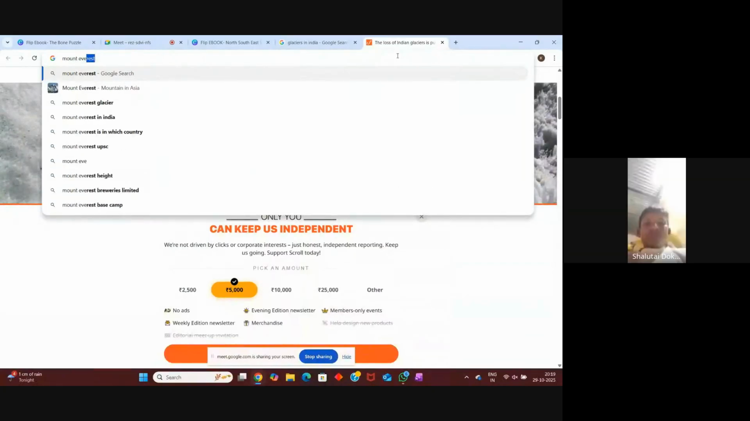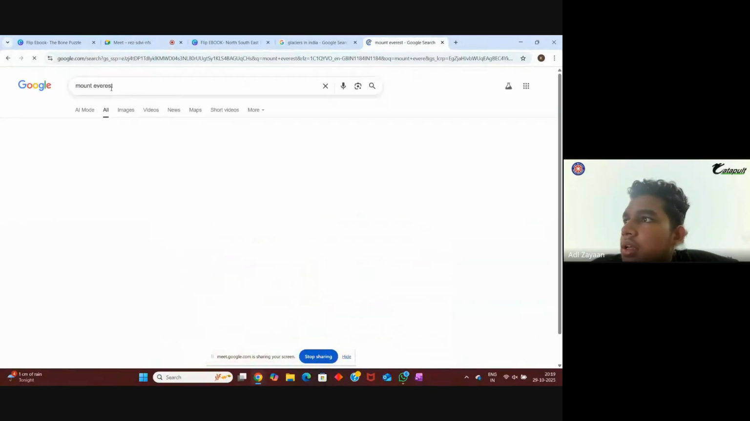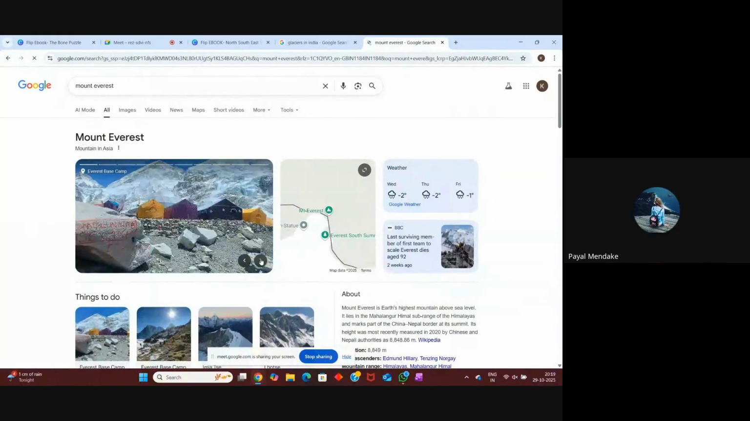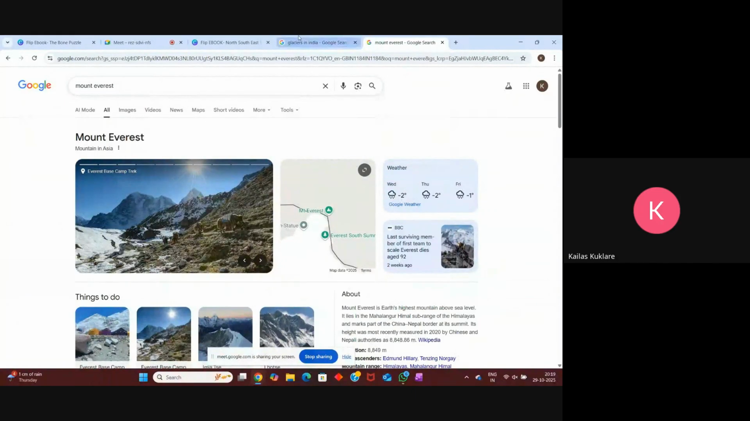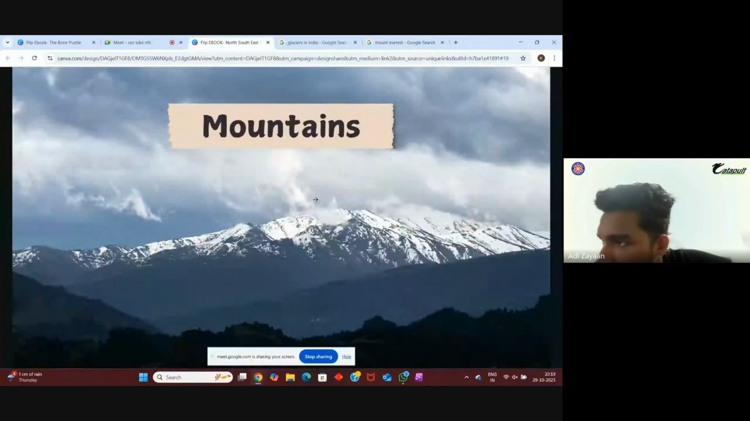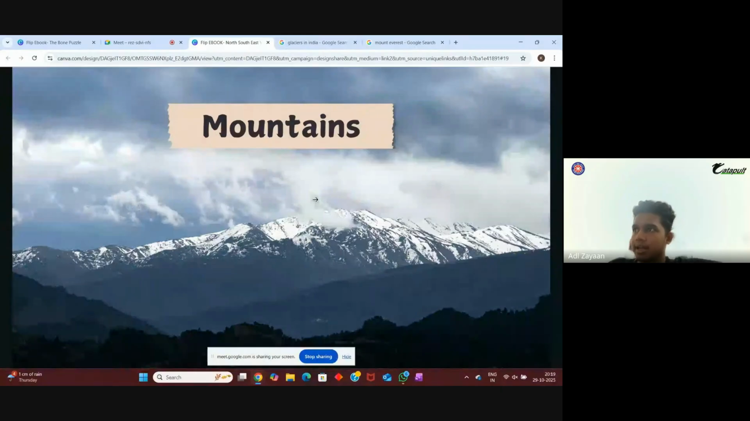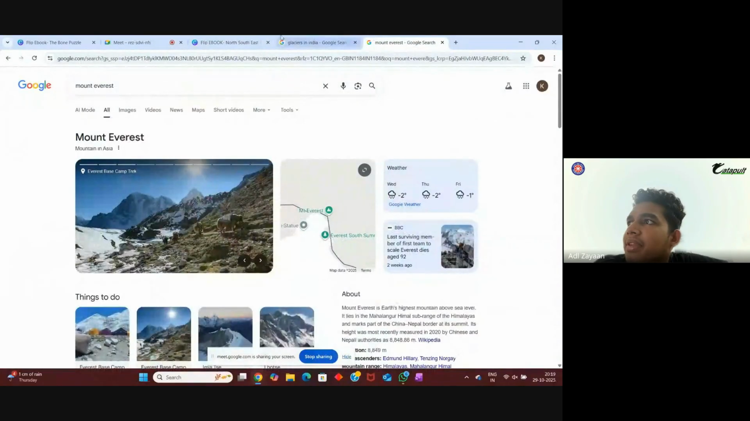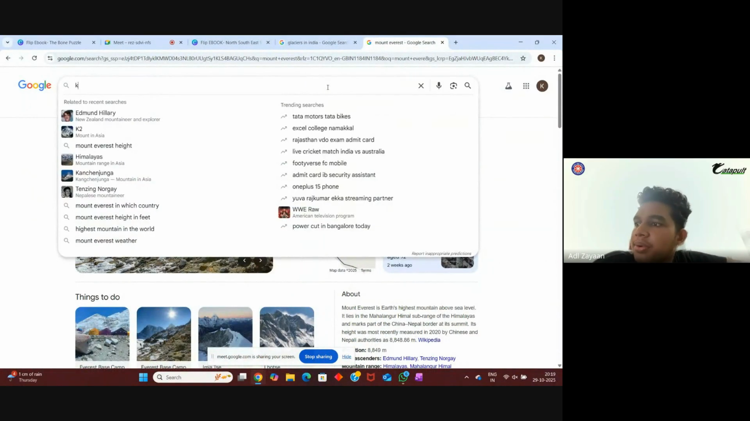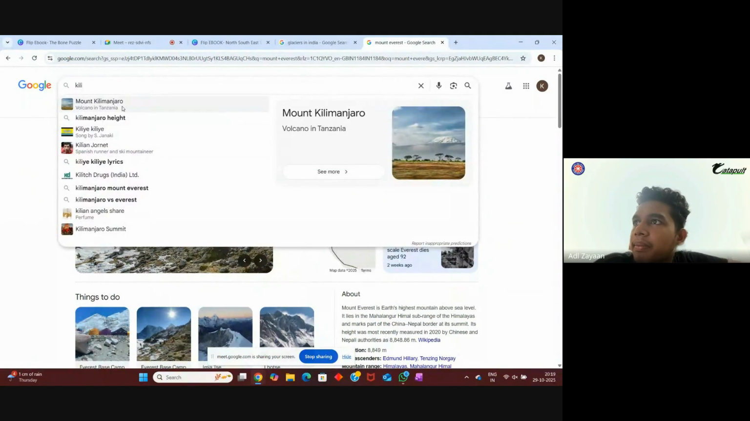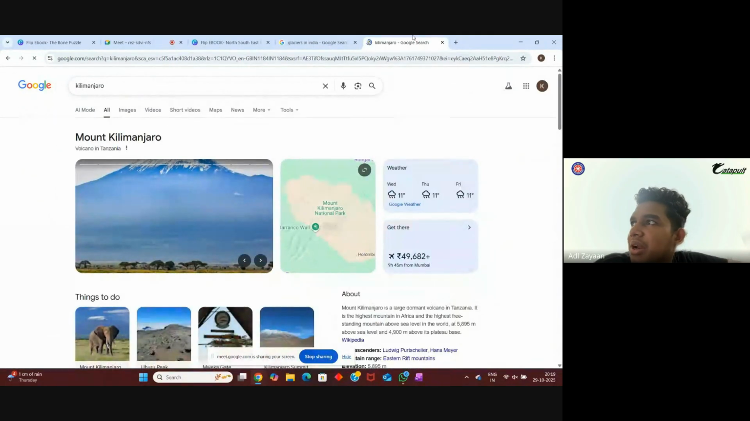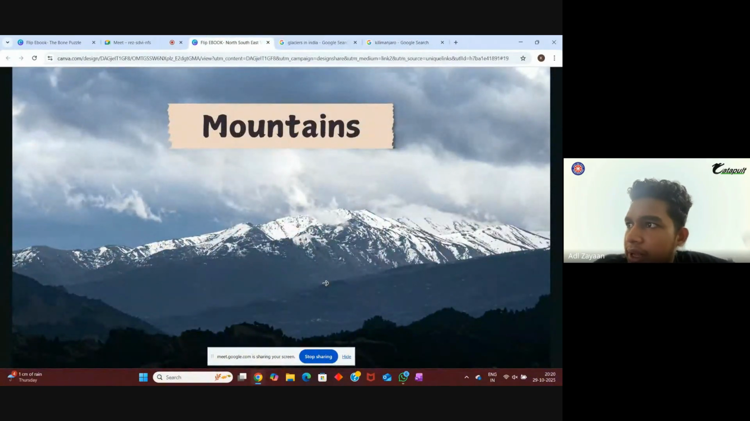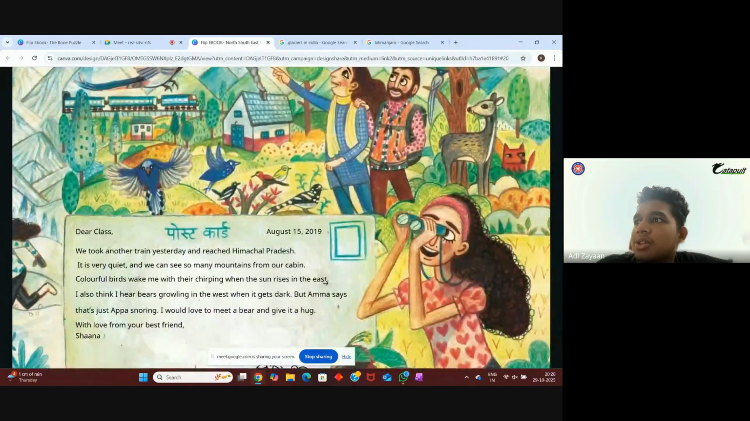Mount Everest. K2. Yeah, this thing is called Mount Everest. K2, yeah. What is the full form of K2? I guess it is Kilimanjaro. I'm not sure about that. So these are the mountains that you can see in Kashmir.